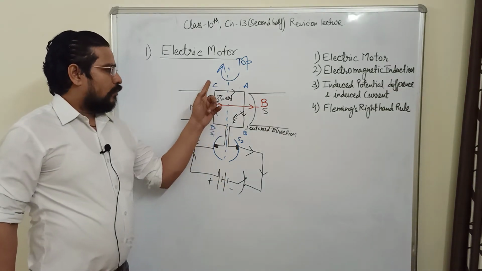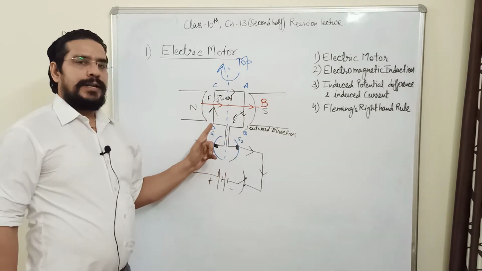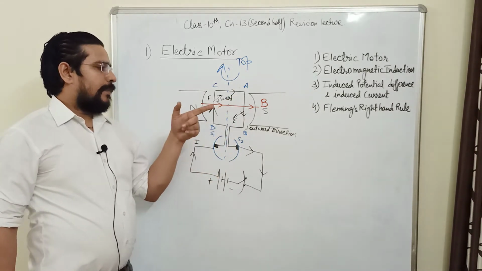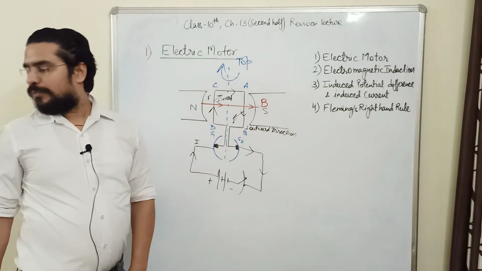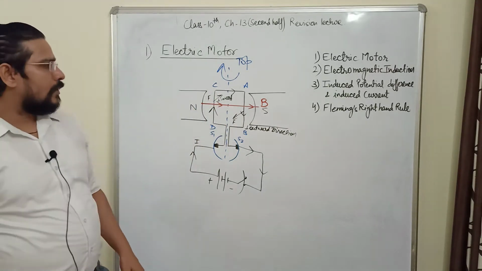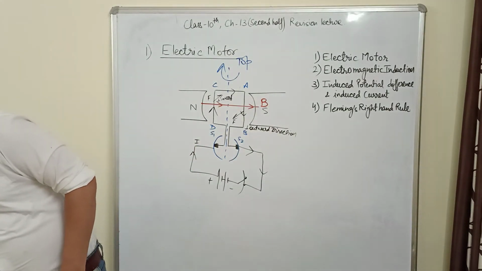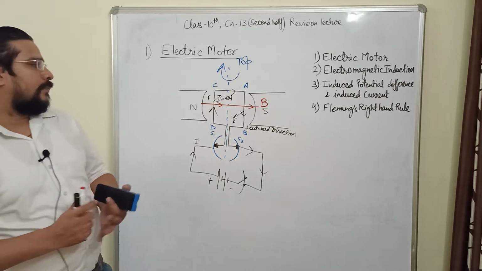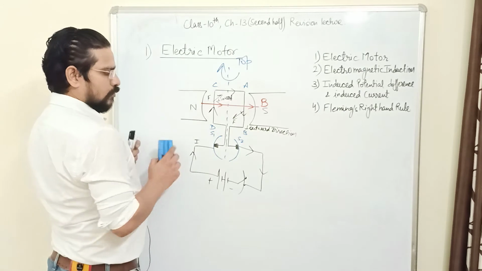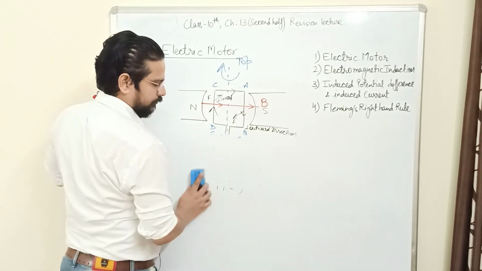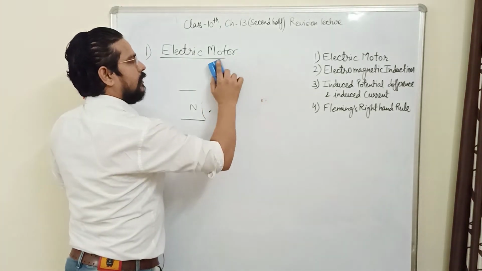What is important is to mention the correct direction of force on the conductor when it is placed in the magnetic field. If the magnetic field is in this direction and current is in upward direction, force is definitely going to be into the board. Okay. So moving on to the next thing, that is electromagnetic induction. I hope the working of the motor is very clear to all of you. Next is electromagnetic induction.